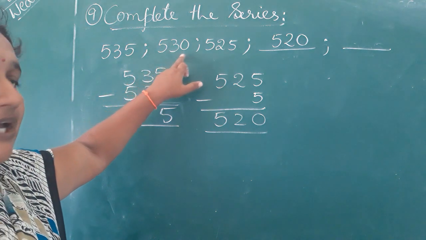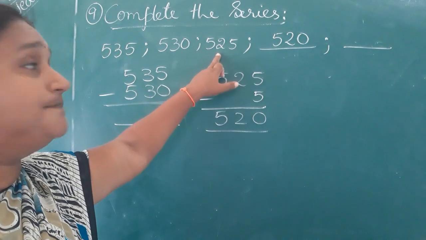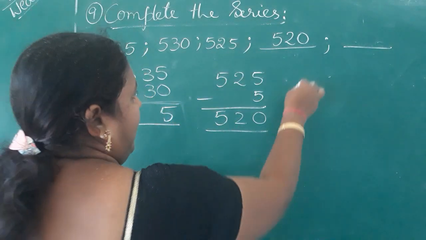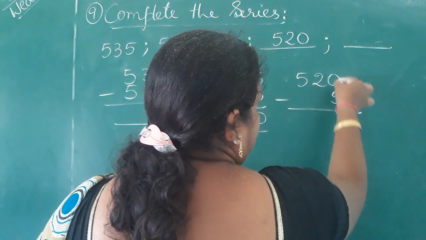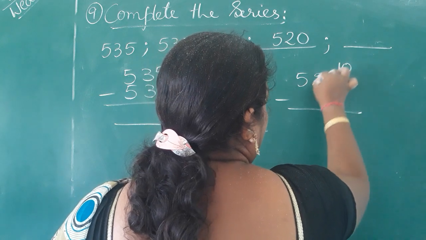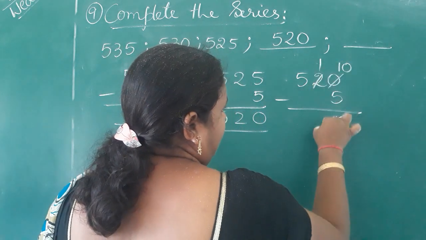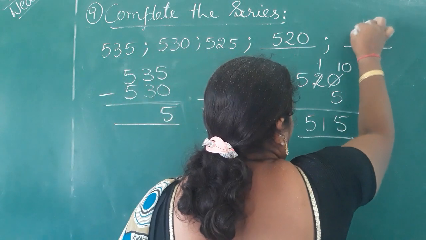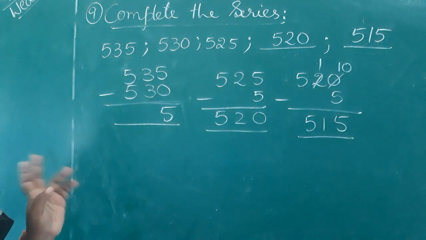If you subtract 5, you will get 525. If you subtract 5, you will get 520. Again, if you subtract 5 from 520, 520 minus 5. So 0 minus 5 is not possible, so borrow 10. Now it is 1. 10 minus 5, 5. Here 1 and 5. 515. Like that you will complete the pattern.